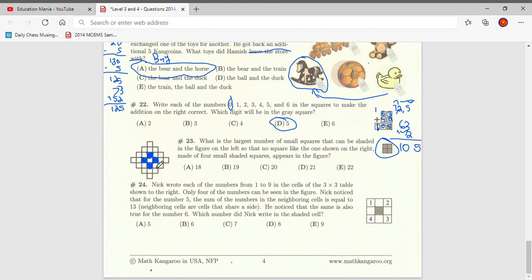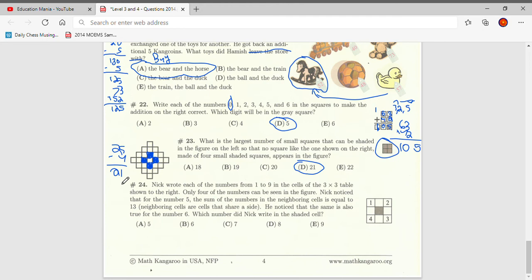So now let's count. 1, 2, 3, 4, 5, 6, 7, 8, 9, 10, 11, 12, 13, 14, 15, 16, 17, 18, 19, 20, 21. D, 21. We can verify this by knowing that there are 25 if we count, minus the 4 ones that are blue, getting us 21 once again. So D is correct. On to 24.